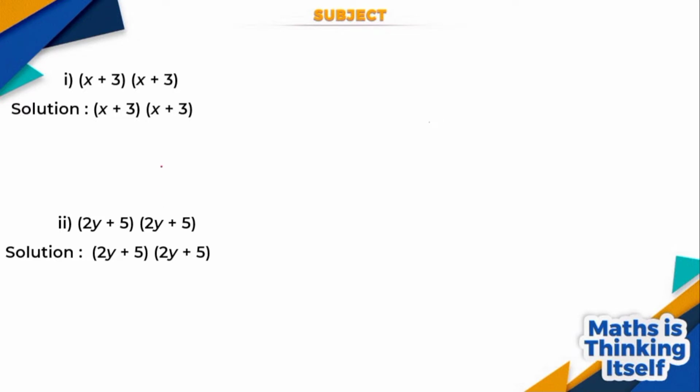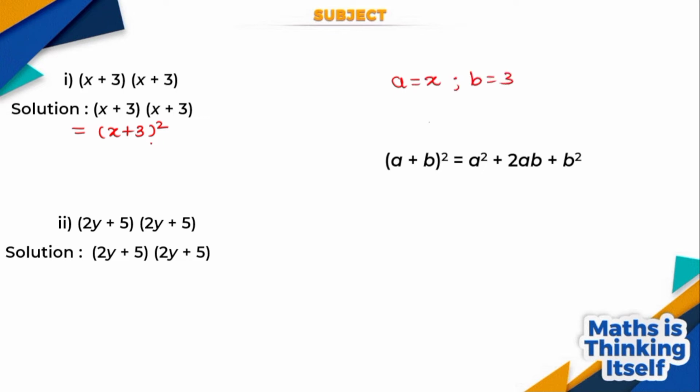The first example is (x + 3)(x + 3), which is equal to (x + 3)². The identity applicable is (a + b)² = a² + 2ab + b². So now we compare (x + 3)² with (a + b)², and we find that the value of a is x and b is 3 in the given example.